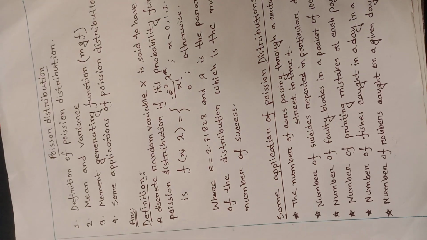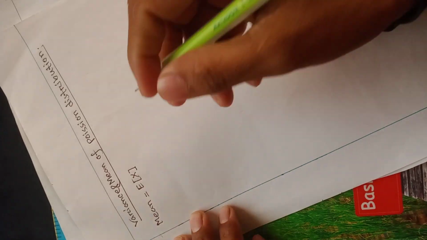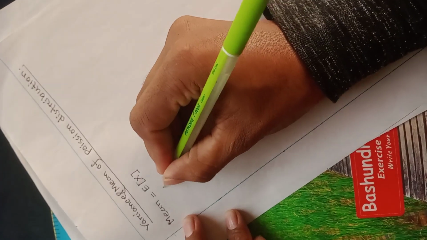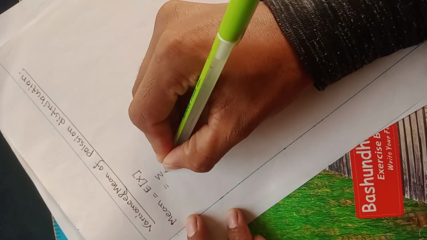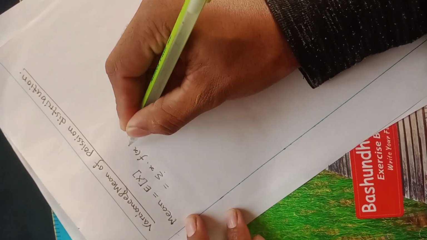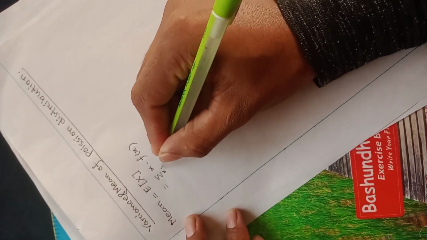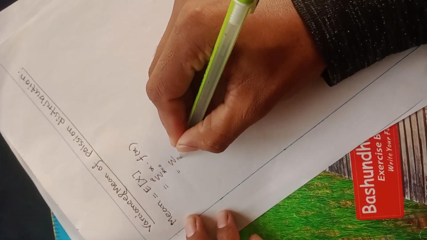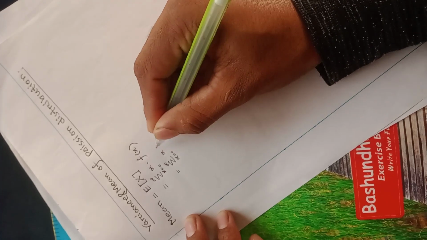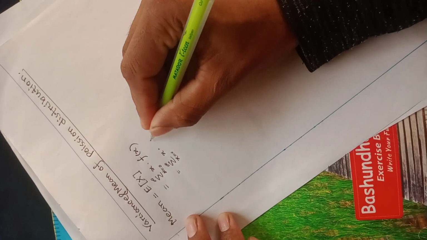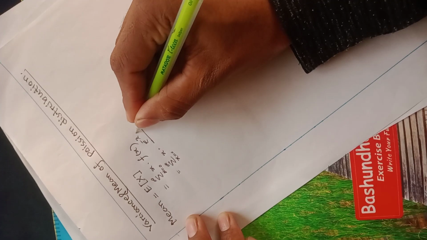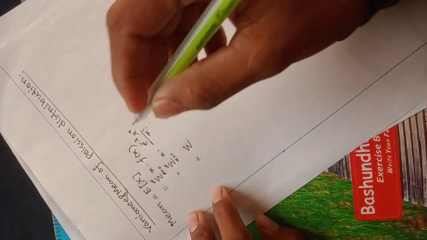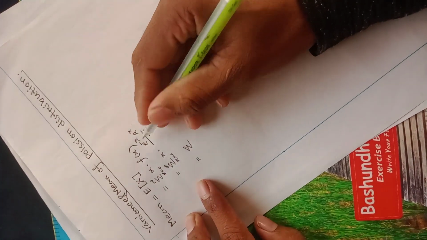Now I am going to explain how to find the mean and variance of Poisson distribution. Here the mean equals the expectation of x. The mean, which is the expectation of x, can be written as the summation of x into f of x. The summation will start from x equals 0 to infinity. Now the next line will become the summation for x equals 0 to infinity of x into f of x of Poisson distribution, which is e to the power minus lambda, lambda to the power x by x factorial.